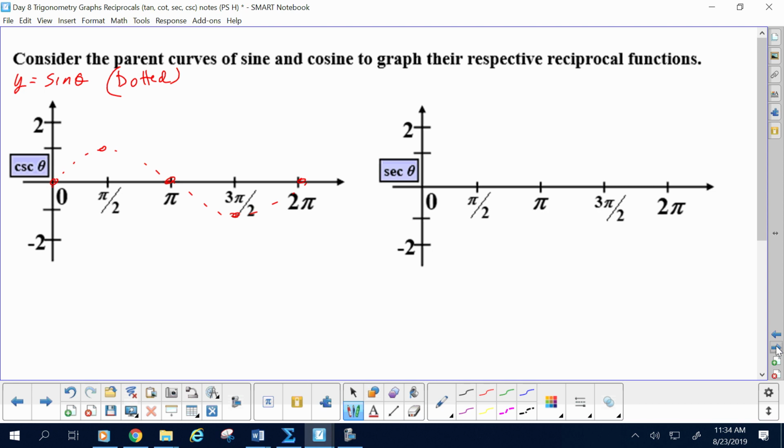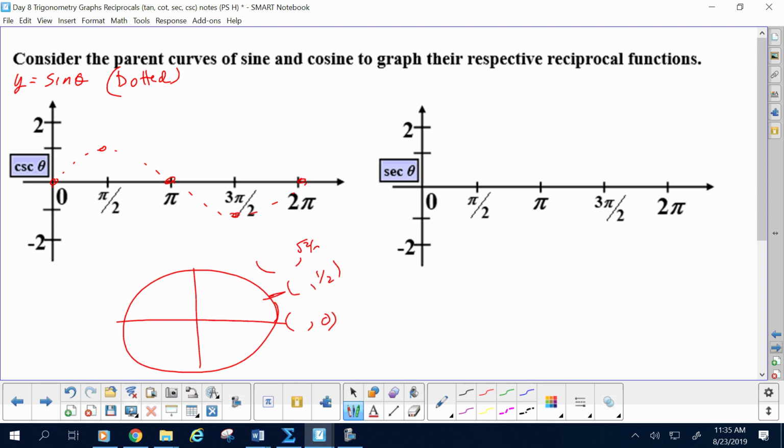Let's see how good you are. Let's go through the unit circle. What are the y values here as we go through the unit circle? What's the y value here? 0 here, 1/2 here, here. 1, and then back down, but still positive or now negative? Positive.